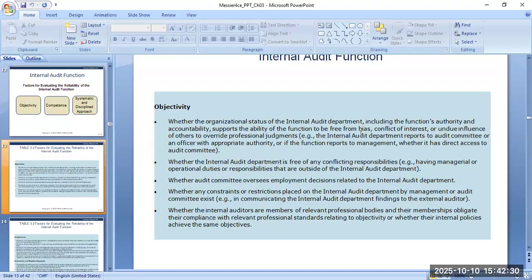So we're going to find out, is there an internal audit? And that internal audit has to have some function, which is the objective. The objective of this internal audit is whether the internal audit department is free of conflicting responsibilities, whether the audit committee oversees employment decisions related to the internal audit department, whether any constraints or restrictions are placed on the internal audit department by the management or audit committee, and whether internal auditors are members of relevant professional bodies.